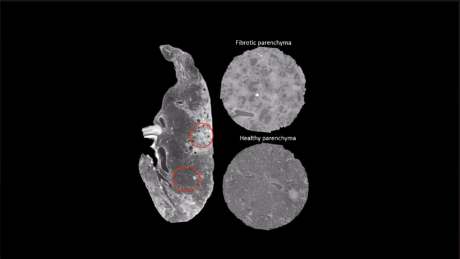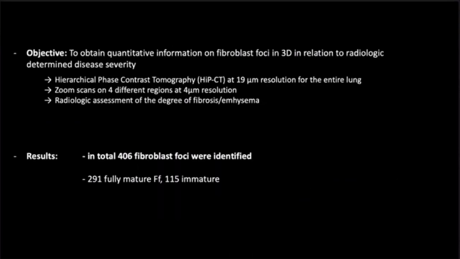So all of this is to explain in more detail that we also took two regions of interest, zoom scans. This is in a heavily fibrotic remodeled area, and this is a normal appearing area within the same lung. And this is shown here. So these are the HiP-CT scans at exactly those areas. So in these areas and in two more areas, we started to quantify the structures. And we used HiP-CT to find that in total we found 406 fibroblast foci, which is quite a lot. We quantified 4 volumes.